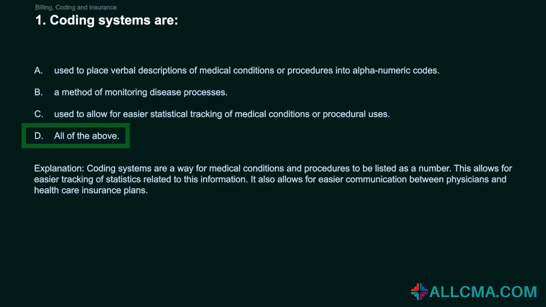Coding systems are a way for medical conditions and procedures to be listed as a number. This allows for easier tracking of statistics related to this information. It also allows for easier communication between physicians and healthcare insurance plans.